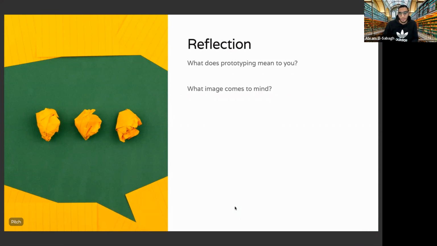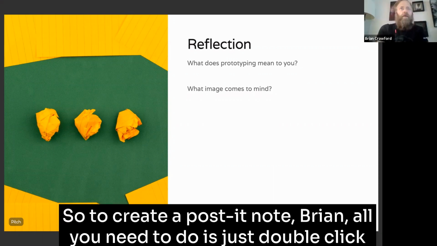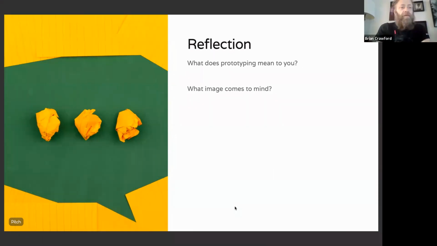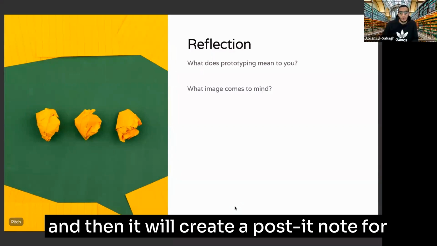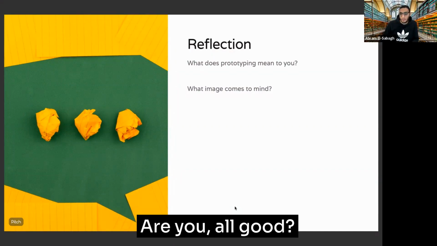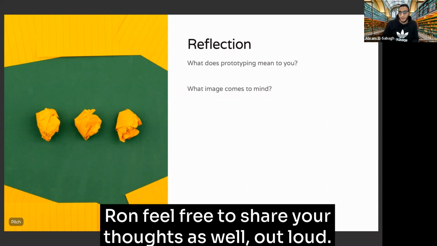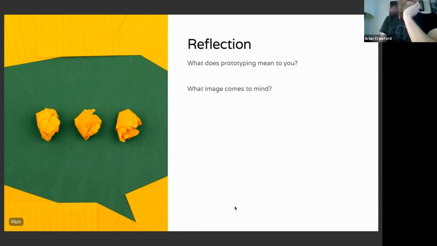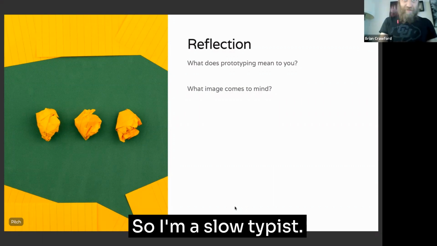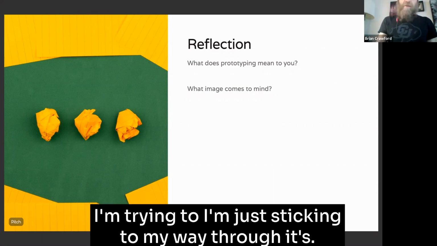Okay. To create a post-it note, Brian, all you need to do is double click, and then it will create a post-it note for you. Are you all good? Brian, feel free to share your thoughts out loud. My spelling's horrible, so I'm a slow typist. I'm just thinking my way through.